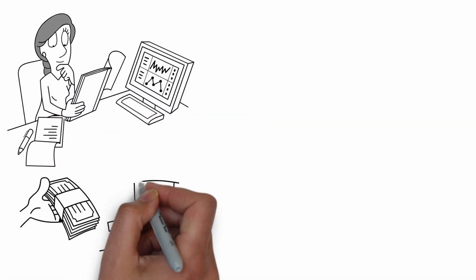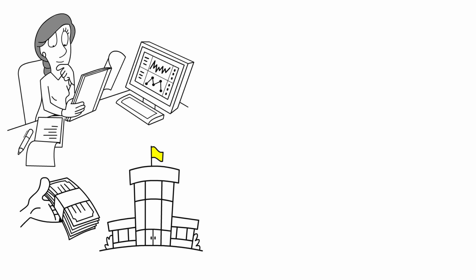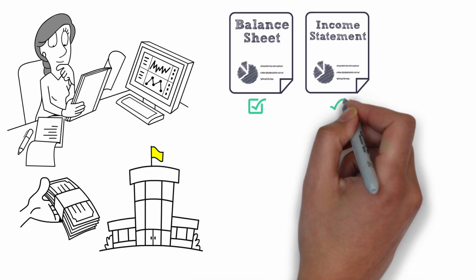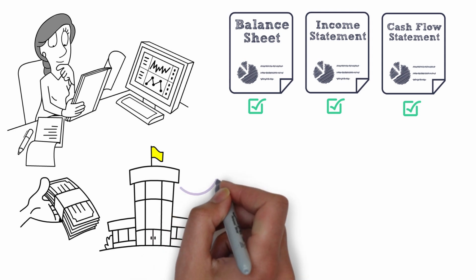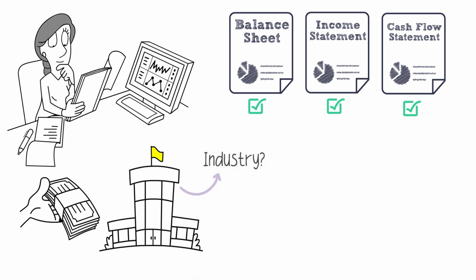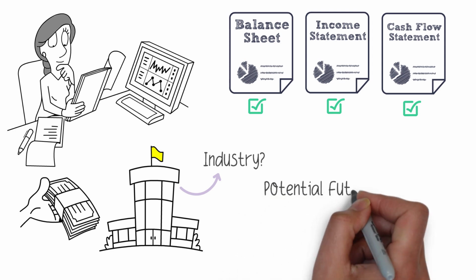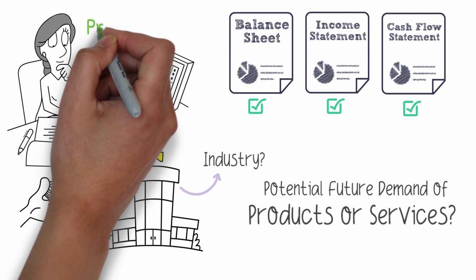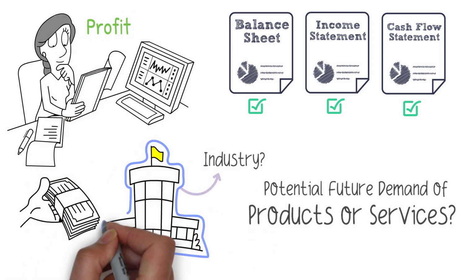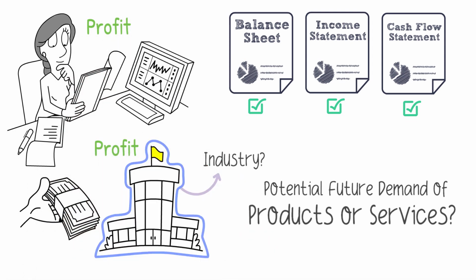Before investing in any company, we should analyze all the three financial statements: the balance sheet, income statement, and cash flow statement. But along with that, we should also consider the industry the company is in, the products or services it sells, and the potential future demand for the company's products or services. We only make good profits in the stock market when the company we invested in makes consistent profits. That's why we should carefully think and analyze companies before investing our hard-earned money.